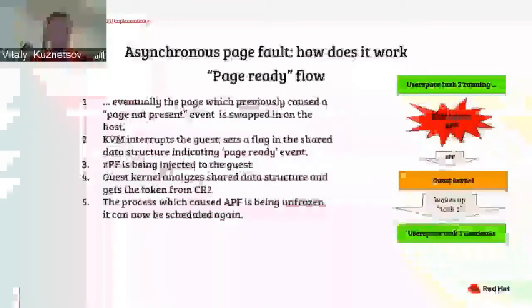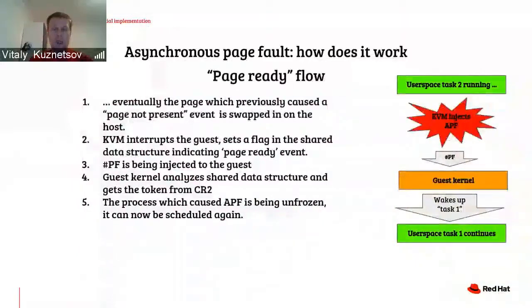So what happens when this page becomes available? KVM again injects a page fault event to the guest, and we get into the same page fault handler in the guest kernel. It reads this shared memory, and now it sees that the event which has been delivered is a page ready event. It searches for the token in its internal structures, gets the task which was previously blocked, and unblocks it, so this task can now continue.